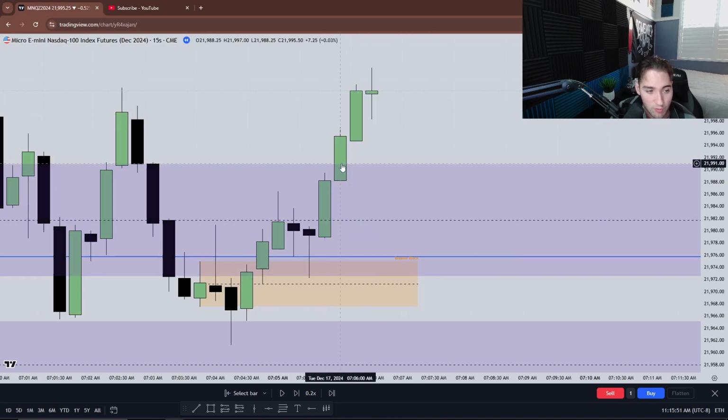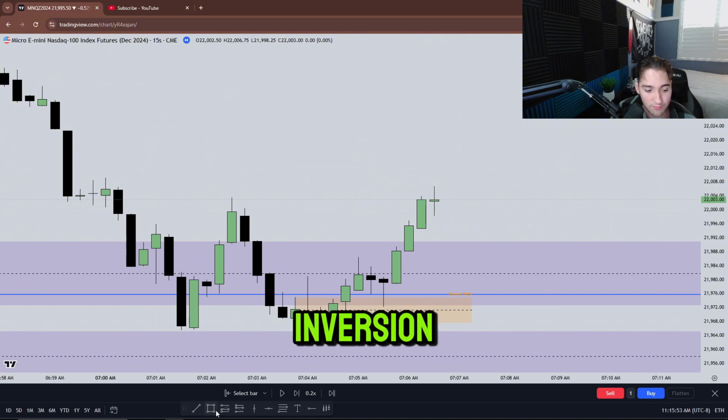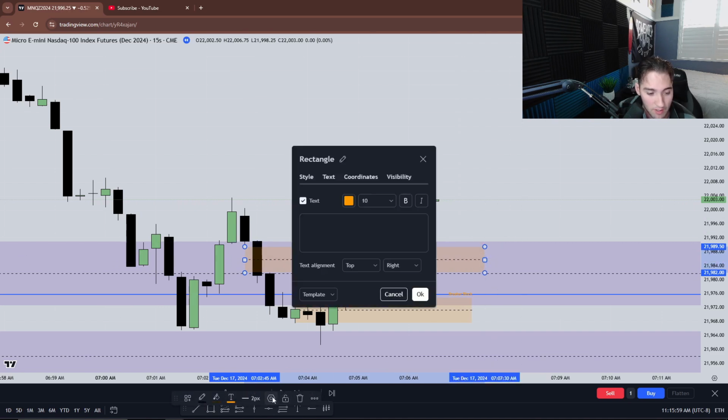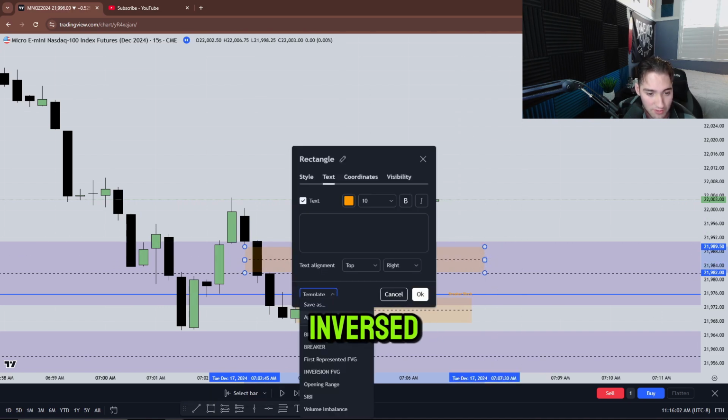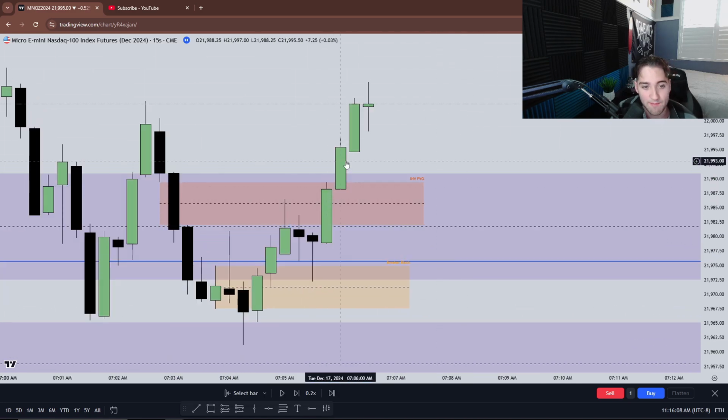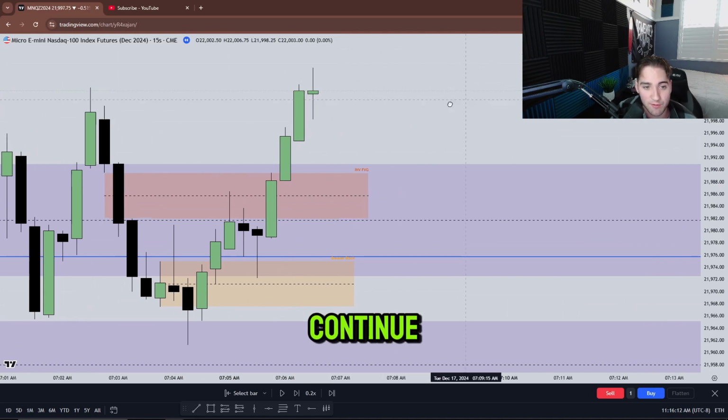wick here, goes higher, and now I want to look for an inversion fair value gap, guys. So I'm going to go right here. As you can see, this bearish fair value gap, I want to see this one get inversed here and use this as support. So I'm going to mark this out as an inversion fair value gap. So price came out of that, but we see a nice pullback here and then continue up higher.